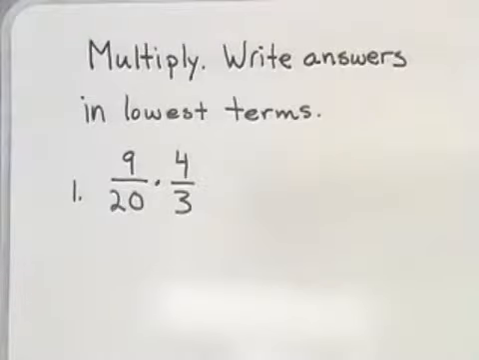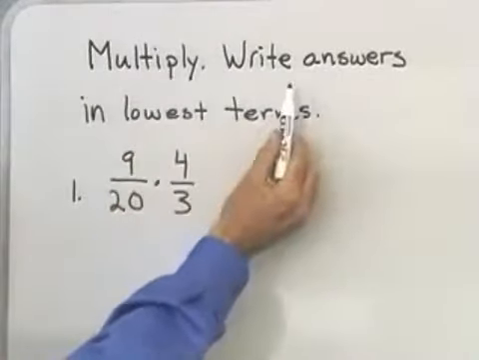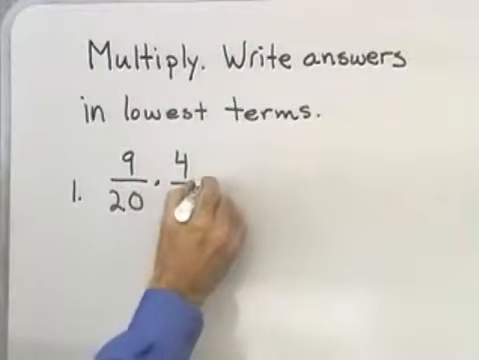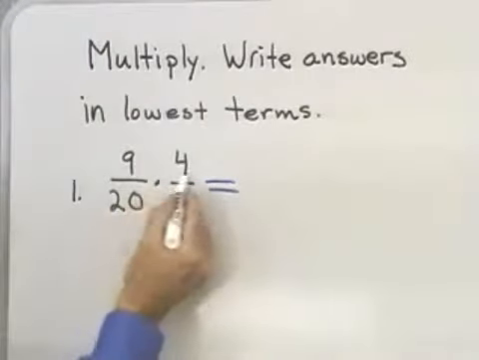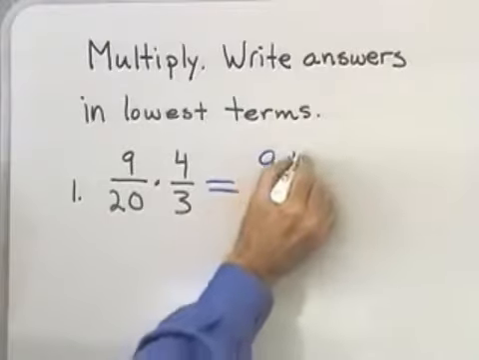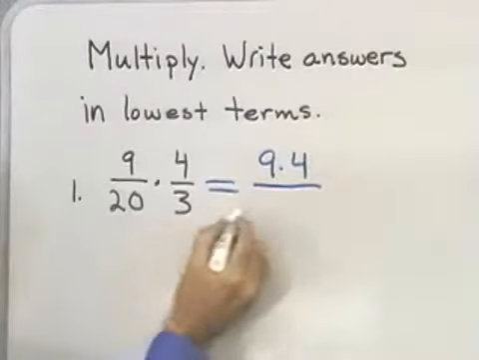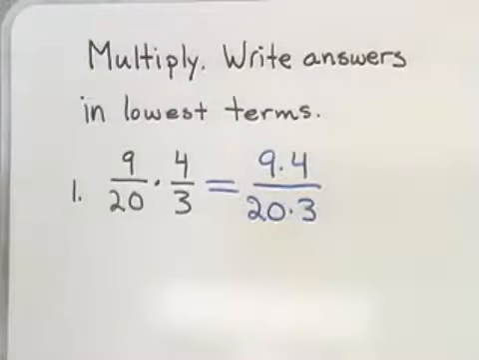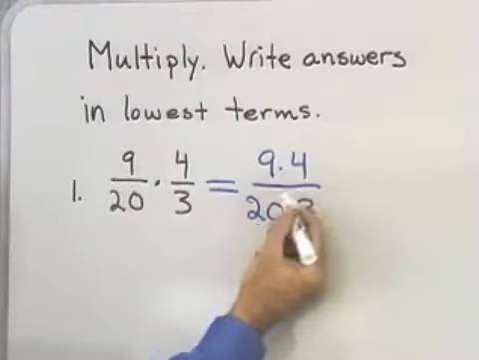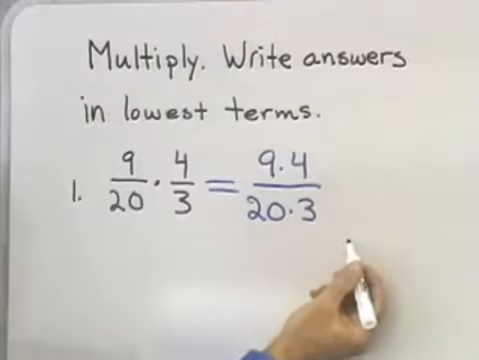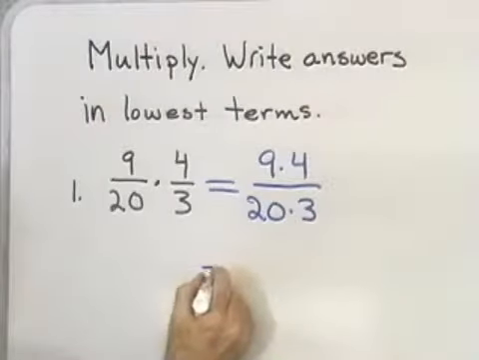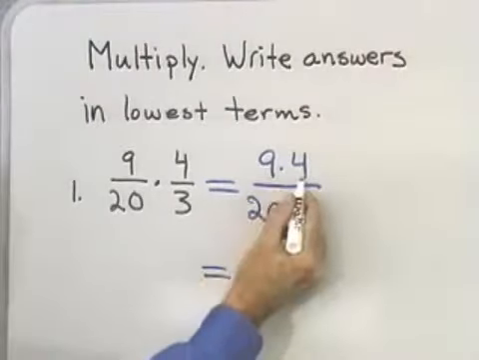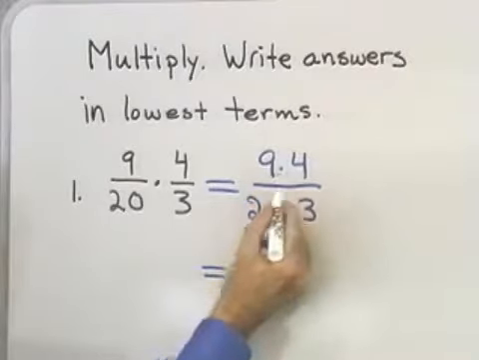Here I have 9 over 20 times 4/3, and my instructions say to multiply and write the answers in lowest terms. So what I'm going to do is multiply here, 9 times 4, and put that over 20 times 3. Now, I could multiply this out and multiply this out, but then I would just have to reduce to lowest terms afterwards. So instead, what I'm going to do is simply factor the factors that I have here.